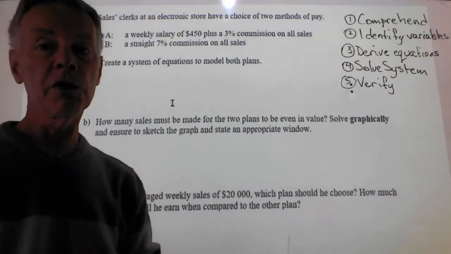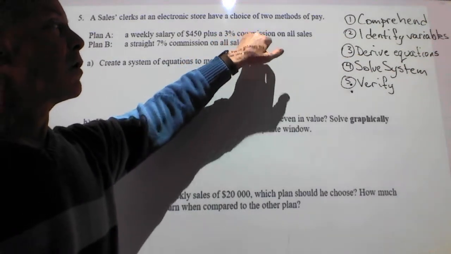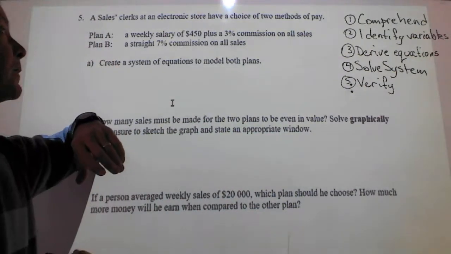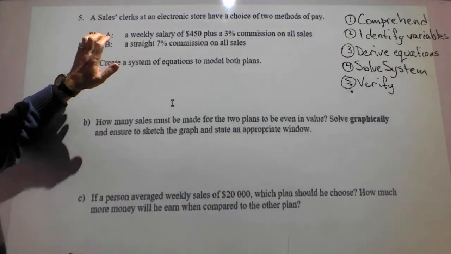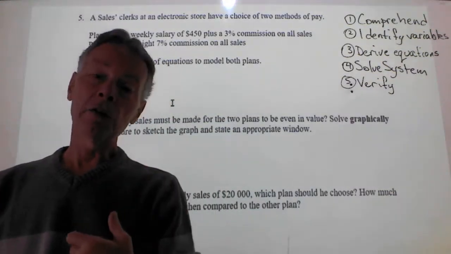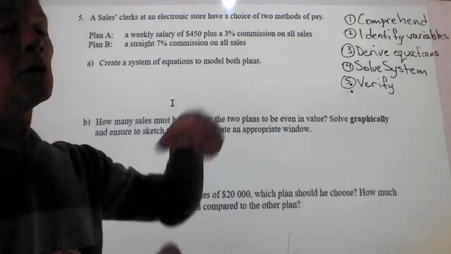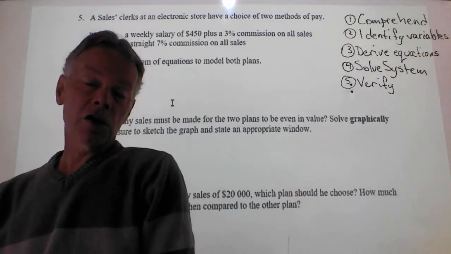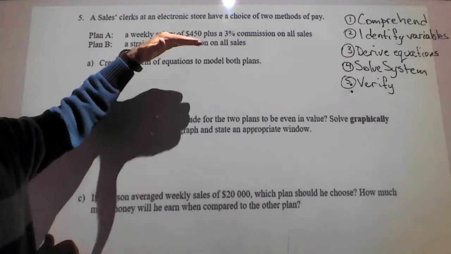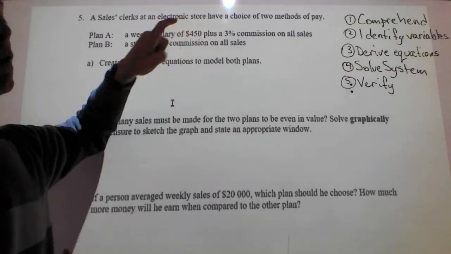Remember, we talked about commissions in 10-3. A 3% commission on all sales. So you've seen this sort of situation before. Plan B, which some people call "you only eat what you kill," meaning if you don't sell anything, you get $0. You starve. So, straight 7% commission on all sales, no base salary.